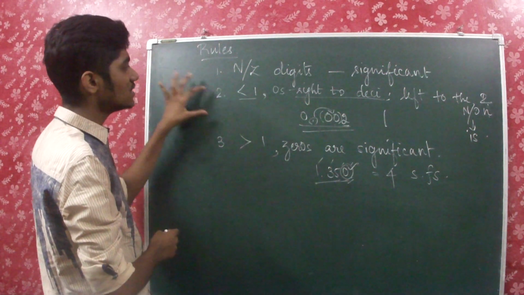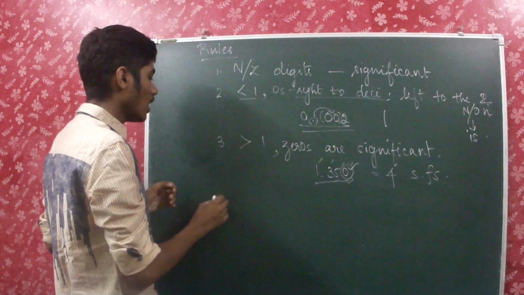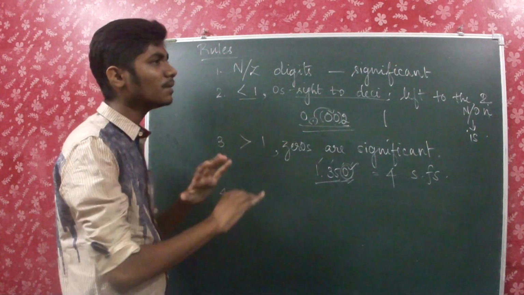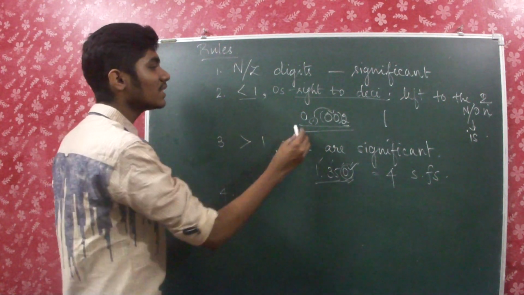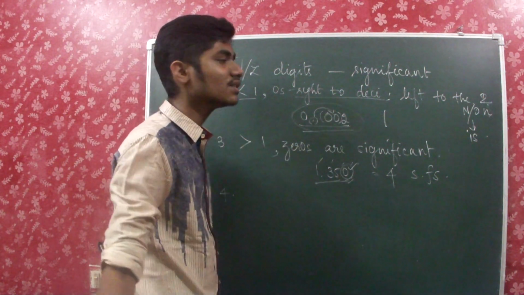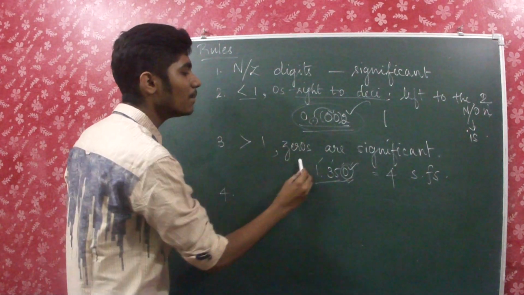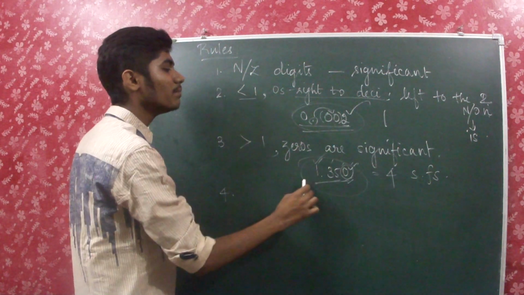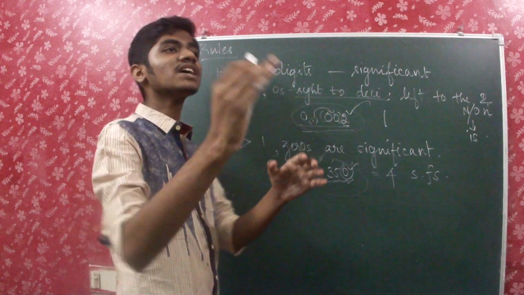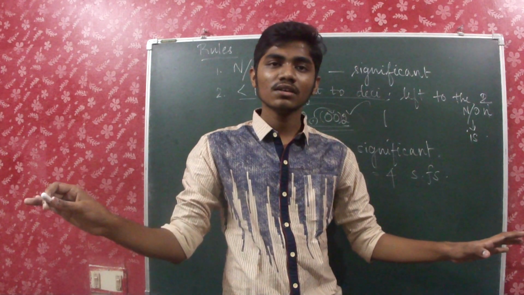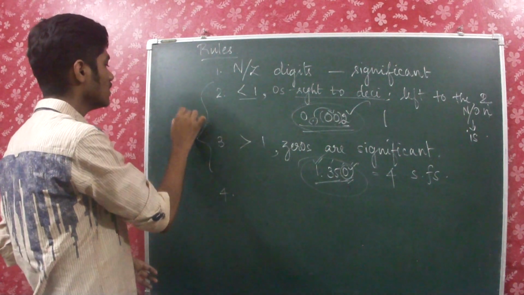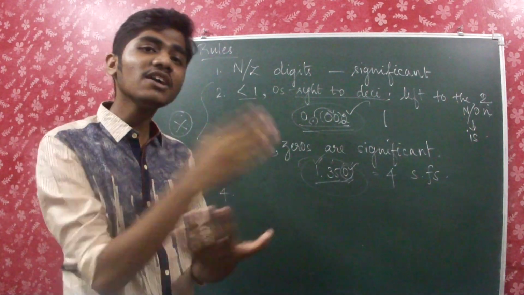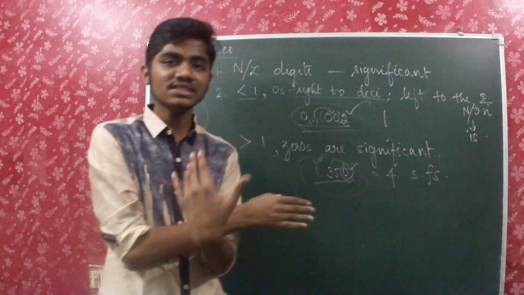So non-zero digits, then less than 1, then greater than 1. The basic rule which we can cover out of everything is that if a number like this is present, you don't consider the zeros. Just start with the number. If a number like this is given, you just start with the number and count it. So zeros which are left to a number are insignificant. We can put these two in a simple sentence, that is, zeros which are left to a non-zero digit are insignificant.